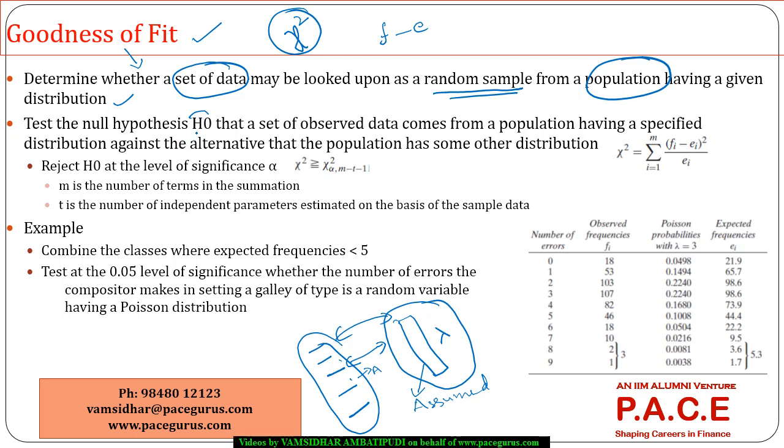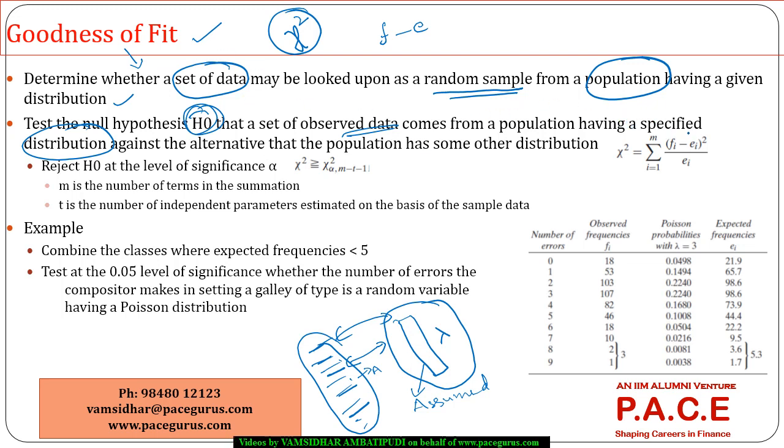We are testing the null hypothesis that a set of observed data comes from a population having a specified distribution. So whether this data is coming from a Poisson distribution or not. The alternative is that the population is not coming from this distribution, it is coming from somewhere else. That is the typical test which we call goodness of fit.